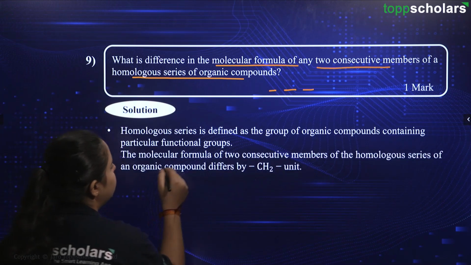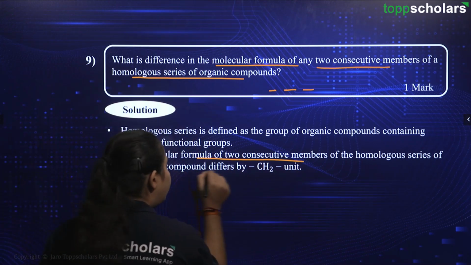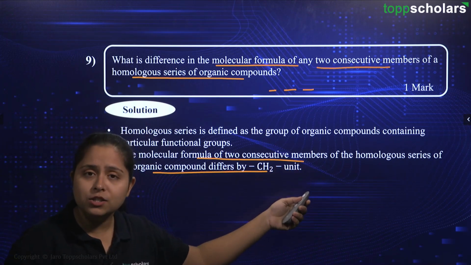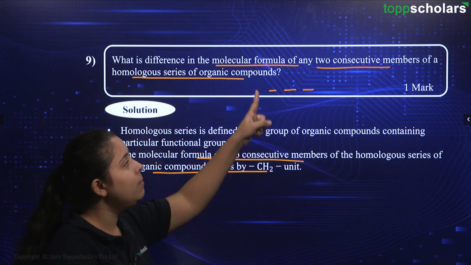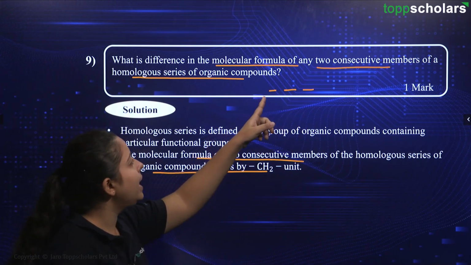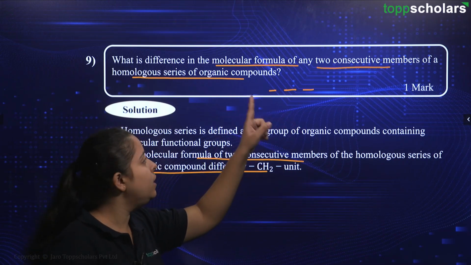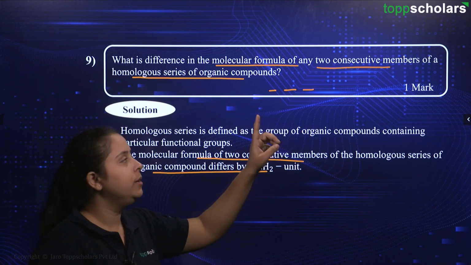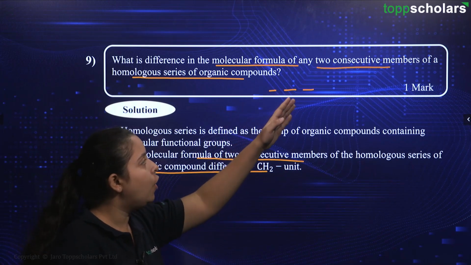Over here you will see that the molecular formulas of two consecutive members of the homologous series of an organic compound differ by a CH2 unit. Why is this so? Because the functional group is the same and you are going one by one. So if I have ethene over here, I will have propene over here. And if you see, one carbon and two hydrogens are increased, which is the distinguishing point between propyne and ethyne, or propene and ethene.